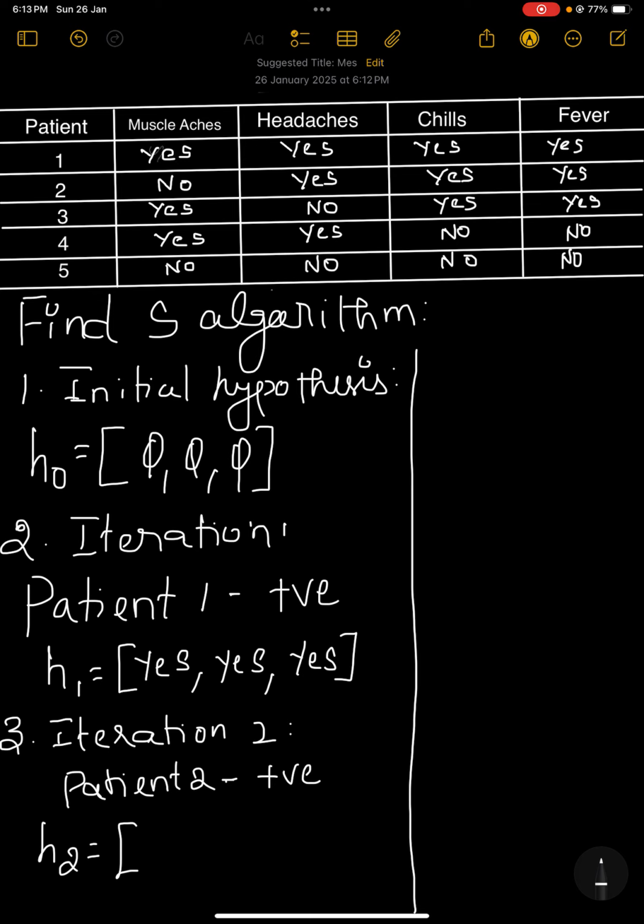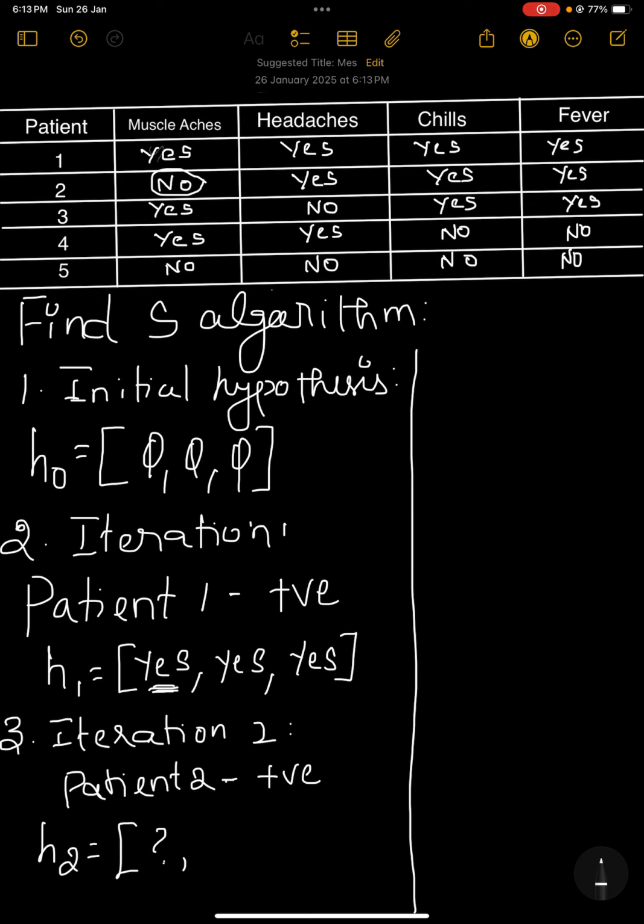So now the value of patient 2 in muscle ache is no. So we have to compare this no with the previous iteration, yes. So here the previous iteration muscle ache value is yes, and now the patient 2 value is no. Since it is changing, we will be replacing it with a question mark. This question mark reveals that the value for the parameter is changing. It is not the same for all the patients. So it is not much contributing for predicting the patient outcome, because it keeps on changing.